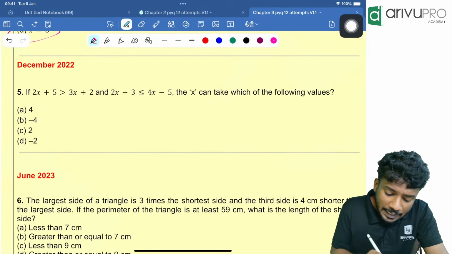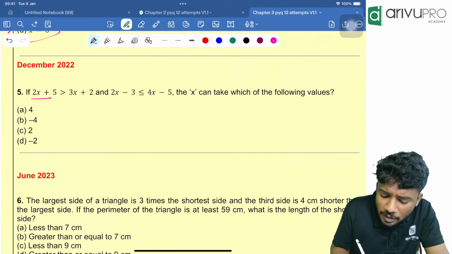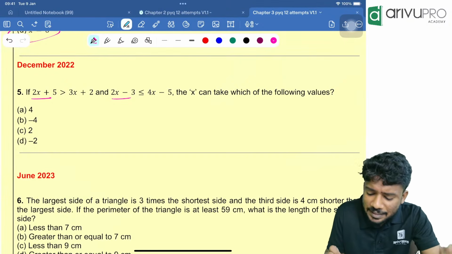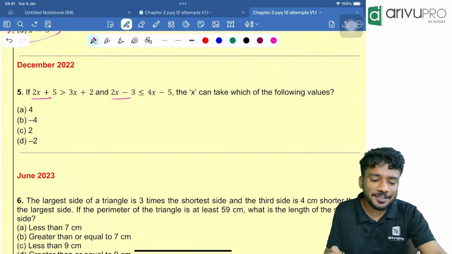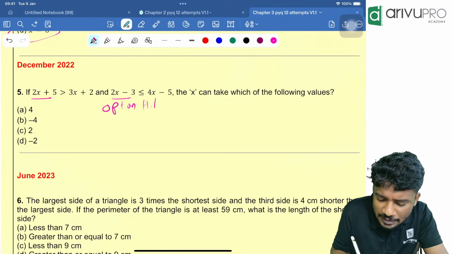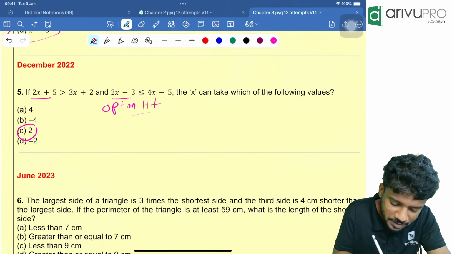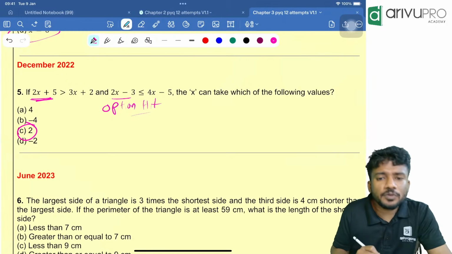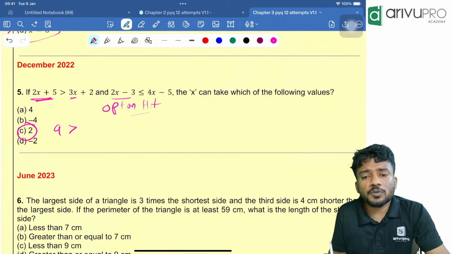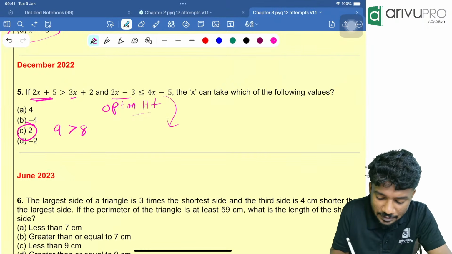Look here. If 2x plus 5 greater than 3x plus 2 and 2x minus 3 less than or equal to 4x minus 5, x can take which of the following values is the question. People, check the options and see which option satisfies both the conditions. Check option C. Look here. 2 into 2 is 4. 4 plus 5 is 9, greater than 2 into 3 is 6, 6 plus 2 is 8. That is valid.